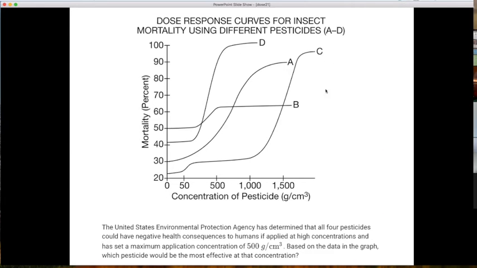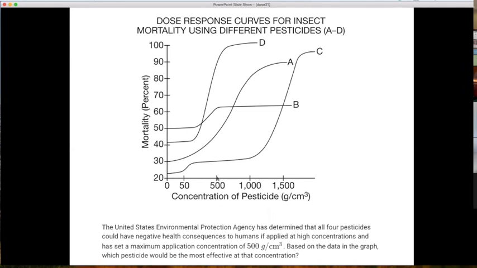And we see this graph has 4 lines on it, and that's because they are testing 4 different pesticides, A, B, C, and D. And mortality on the left, the things that are dying. The United States EPA has determined all 4 could have negative health consequences to humans if applied at high concentrations. The dose is the poison. They have set a maximum application for the corn at 500. So anything above this level on this side is bad for humans. Okay? Which pesticide is the most effective at that concentration?